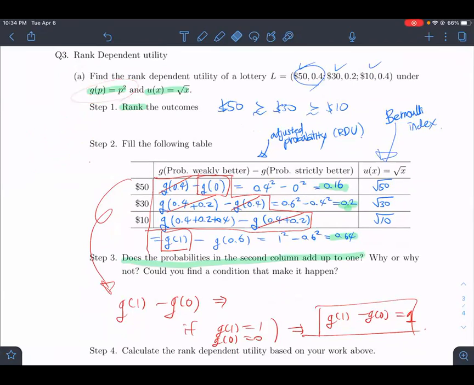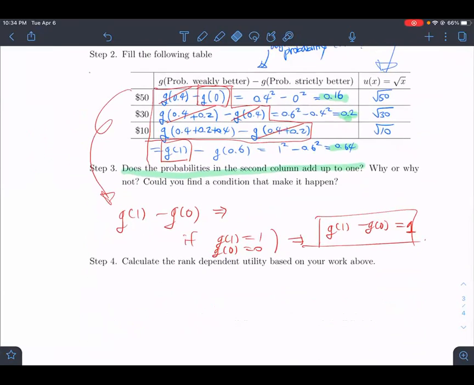Any questions? So this is the answer. We need these two conditions.